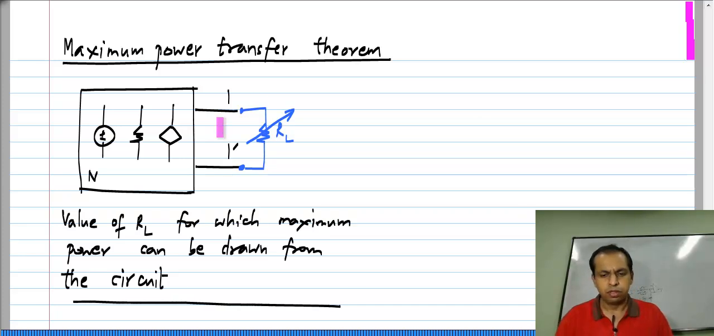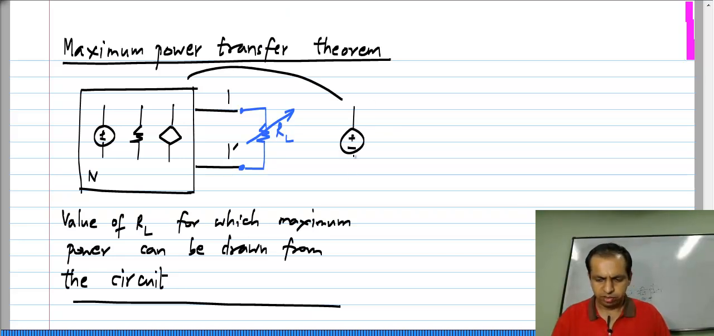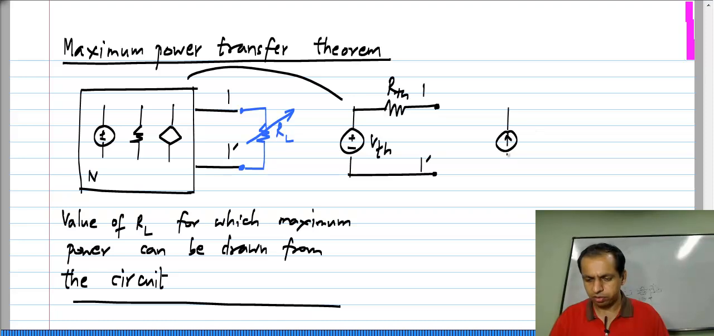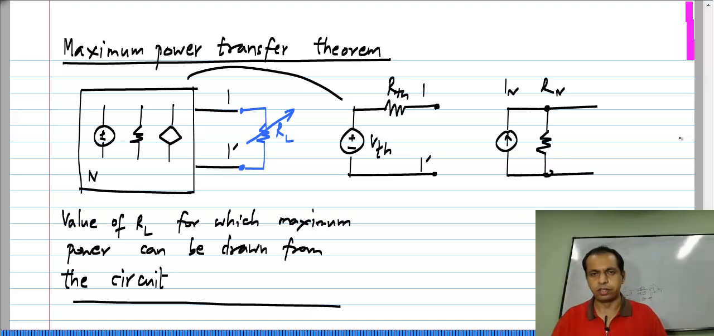Now, we know that every network, every circuit for which two terminals are accessible can be modeled by either the Thevenin equivalent, a voltage source VTH in series with a resistance RTH, or the Norton equivalent, a current source IN in parallel with a resistance RN. So, we will use these models.